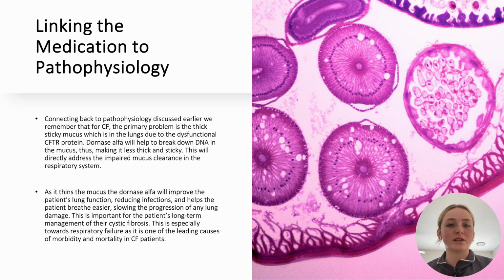As it thins the mucus, dornase alfa will improve the patient's lung function, reduce infections, and help the patient breathe easier, slowing down the progression of any lung damage. This is important for the patient's long-term management of their cystic fibrosis, especially towards respiratory failure, as it is one of the leading causes of morbidity and mortality in CF patients.